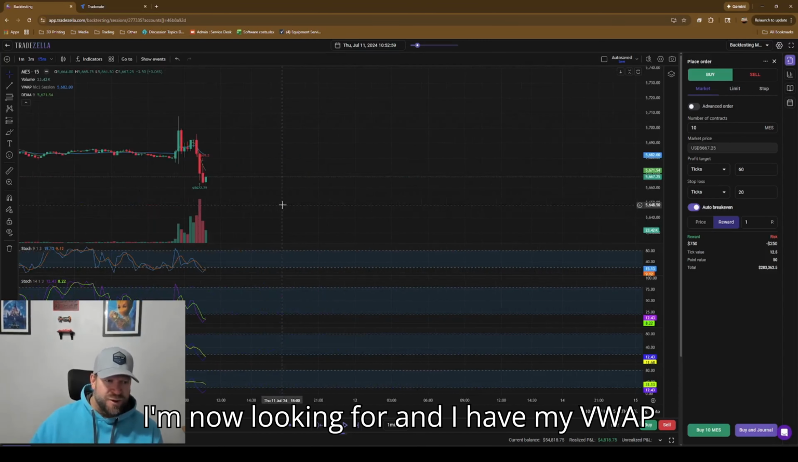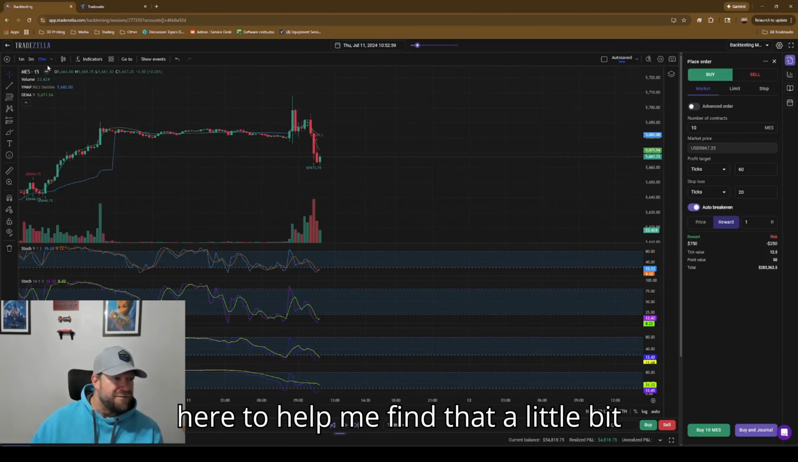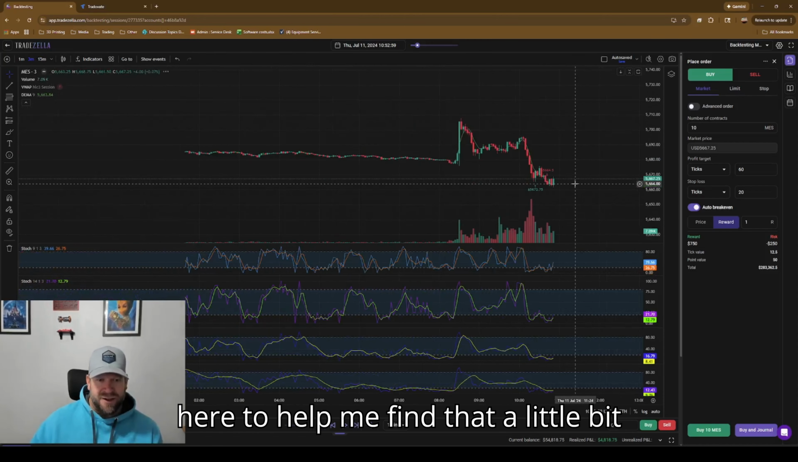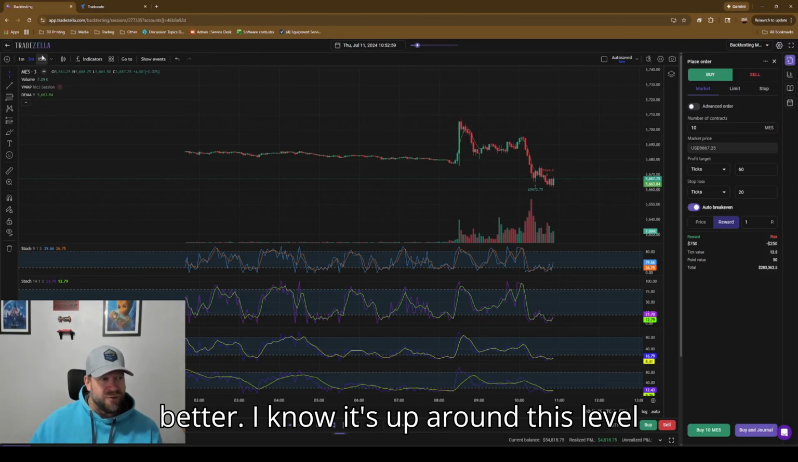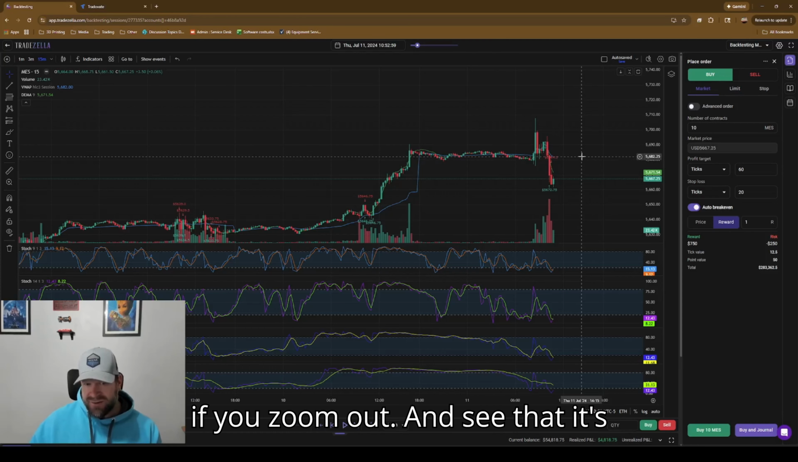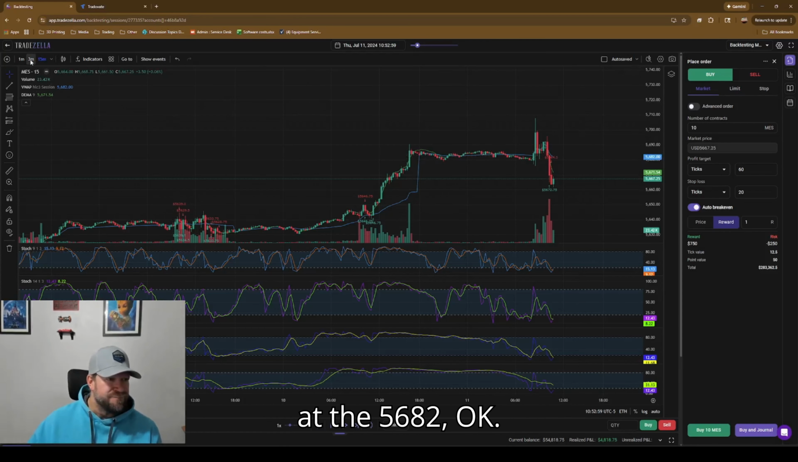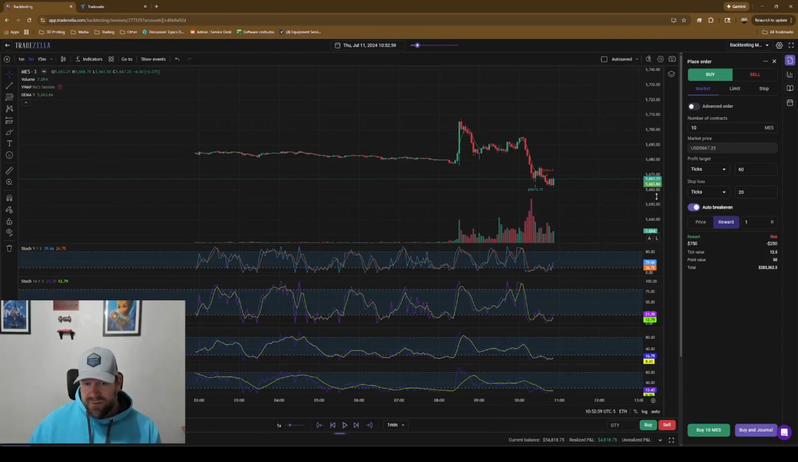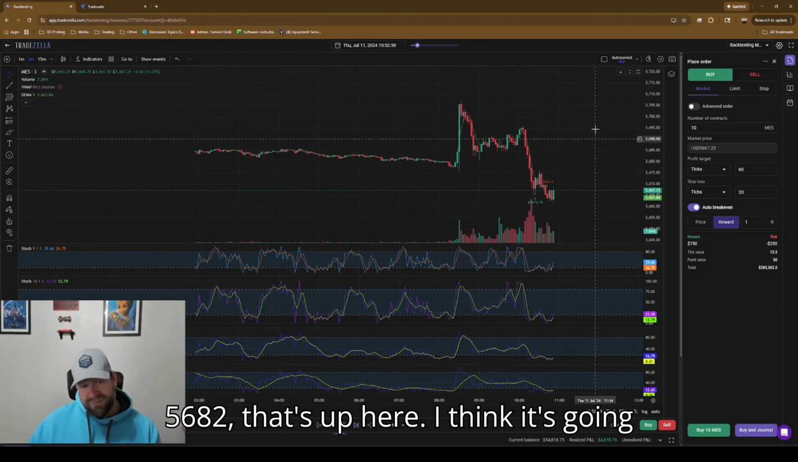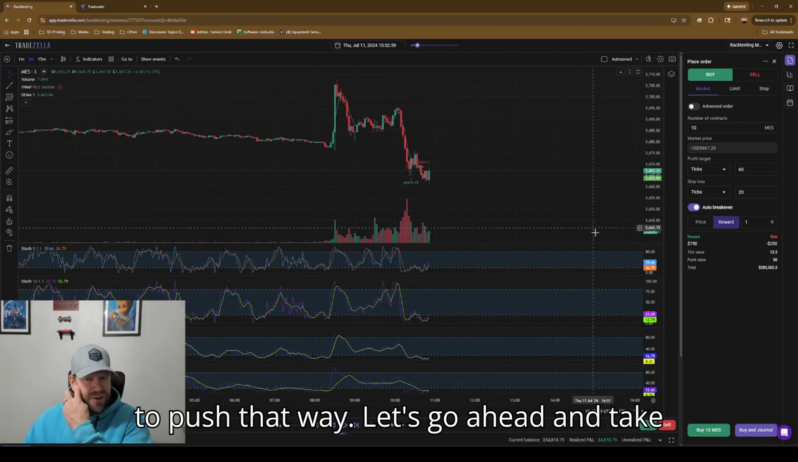So that's what I'm now looking for. And I have my VWAP here to help me find that a little bit better. I know it's up around this level if you zoom out and see that it's at the 5682. Okay. 5682, that's up here. I think it's going to push that way. Let's go ahead and take my trade.